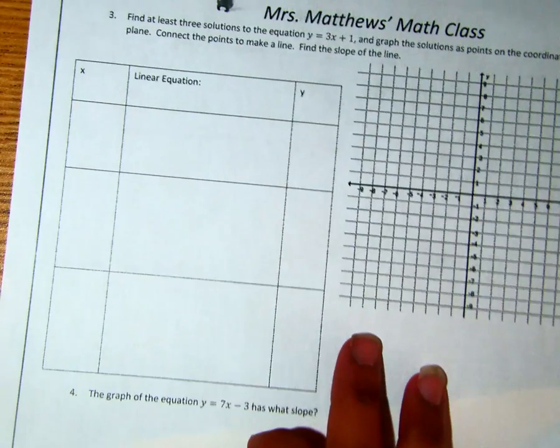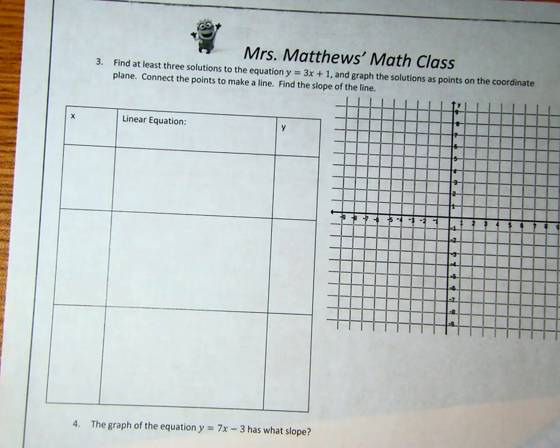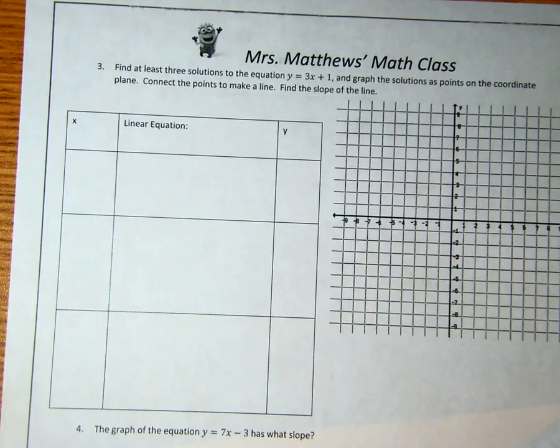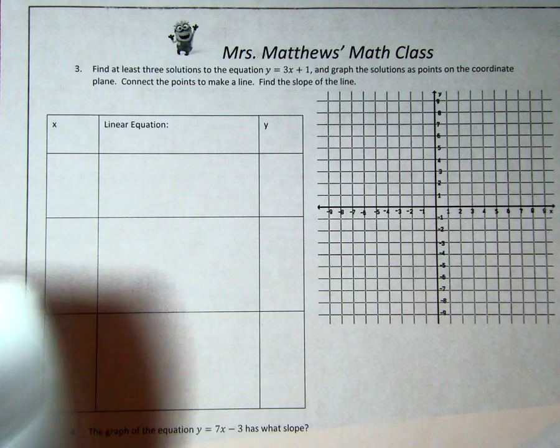All right. Exercise number 3. Find at least 3 solutions to the equation y equals 3x plus 1 and graph the solutions as points on the coordinate plane. Connect the points to make a line and find the slope of that line. Go ahead and begin to follow these 4 prompts, putting 2 minutes on the clock.